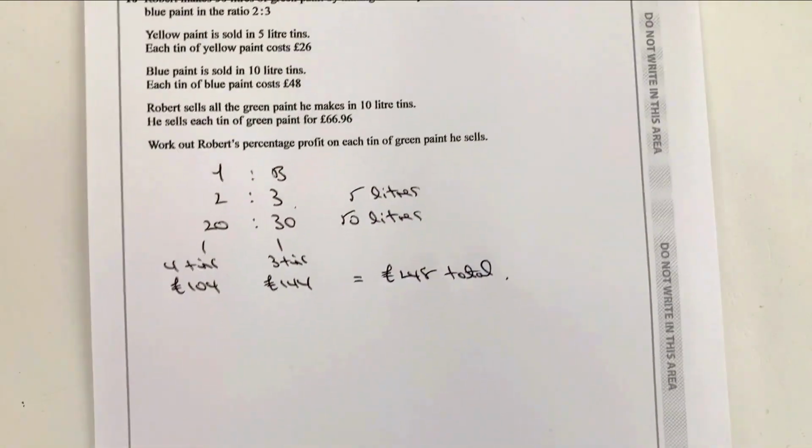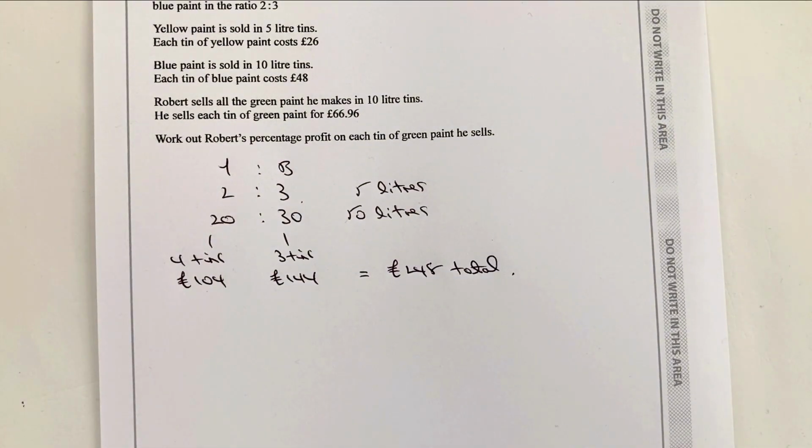All right, let's have a look at the rest of the question. So Robert sells all the green paint he makes in 10 litre tins. He sells each tin of green paint for £66.96. Work out Robert's percentage profit.